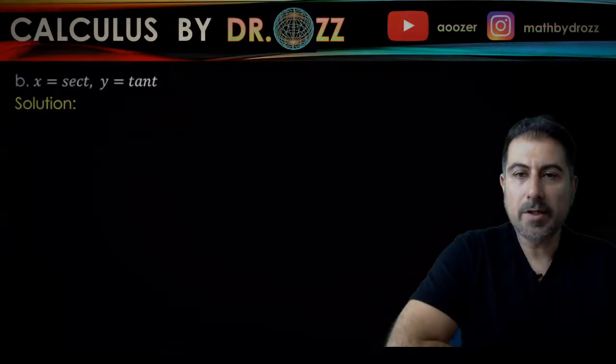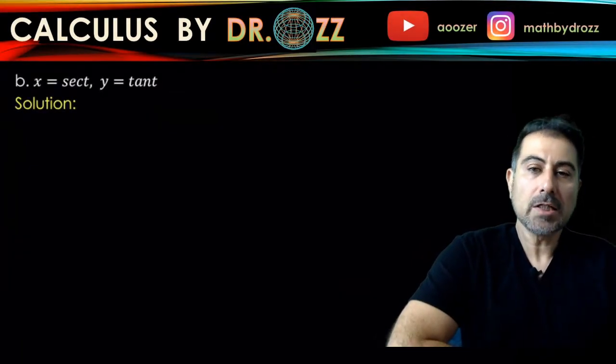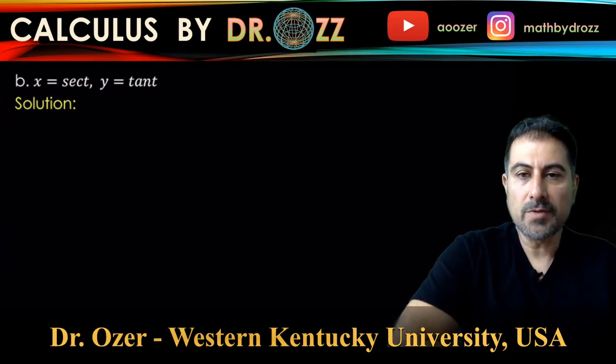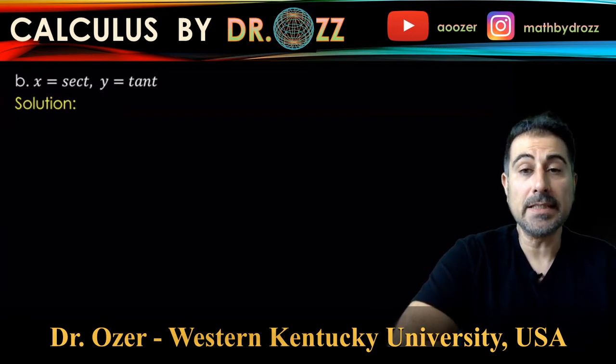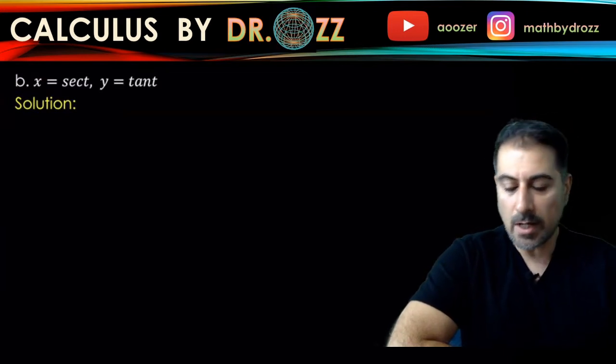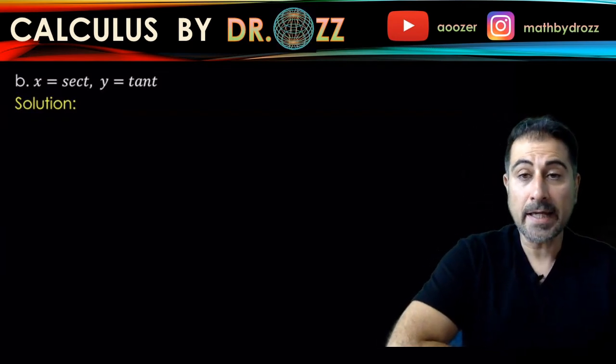All right, for part B, we have x equals secant t and y equals tangent t. So before we get the rectangular equations, why don't we plot this first by choosing simple t values? And these are trig functions. I would go with t values ranging from, let's say, 0 to 2 pi again.